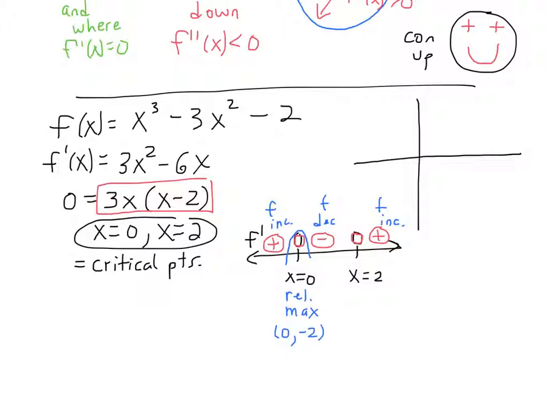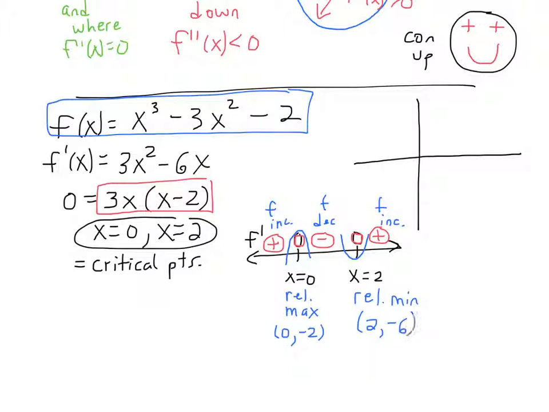And likewise, over here at 2, the function is decreasing and then it's going to increase. So that means I have a relative min. If I were to throw 2 into my original function back up here, where I see an x, I'll save you some time. You're going to get -6. We should know how to plug in 2 and get -6. So these are some key points.